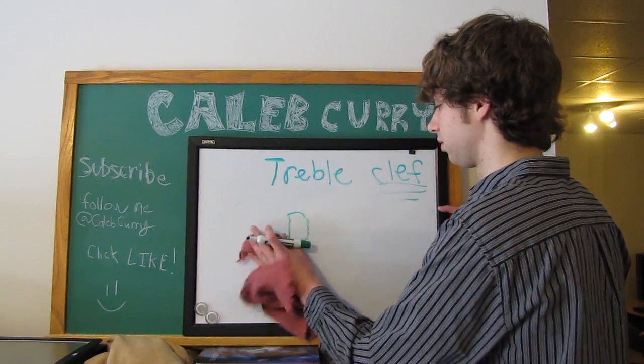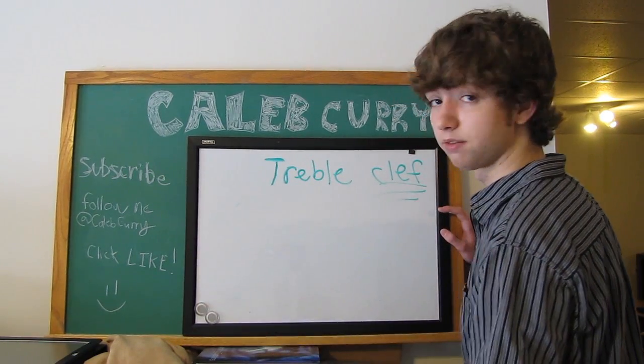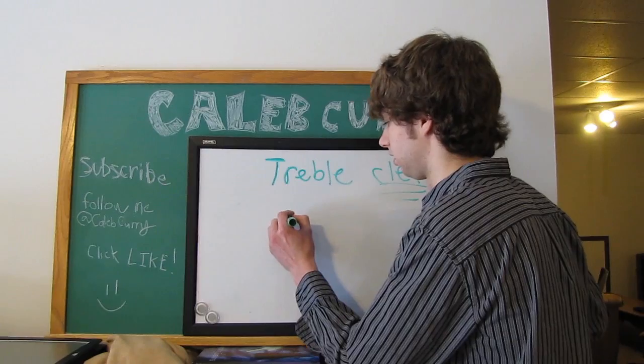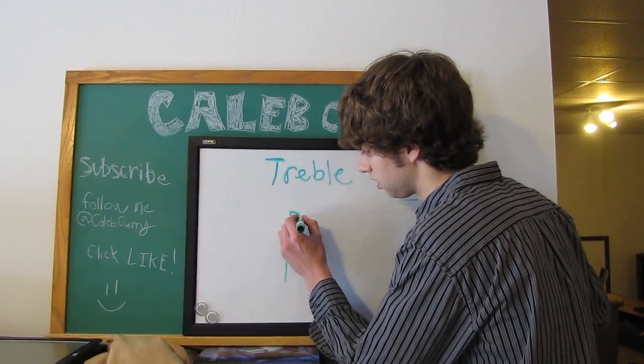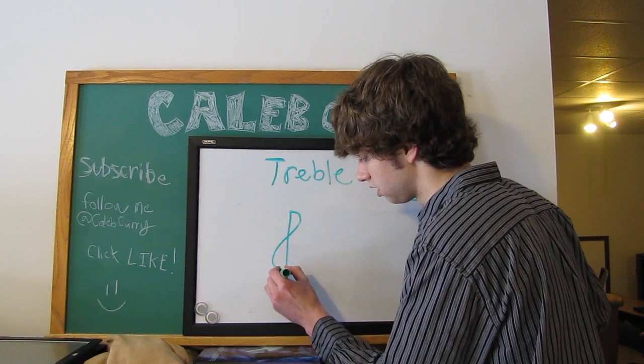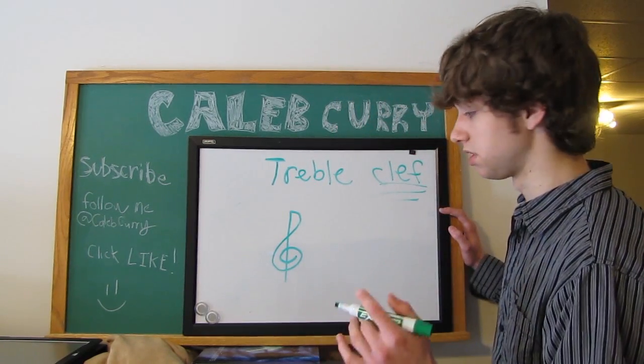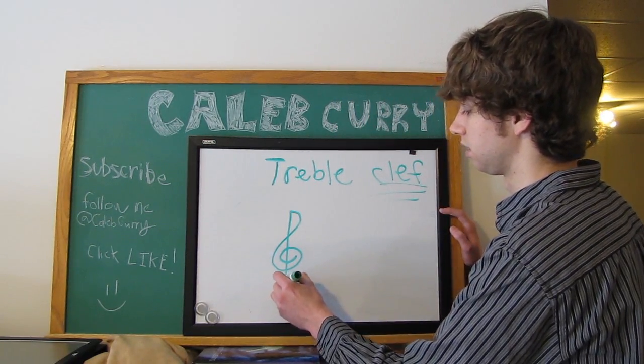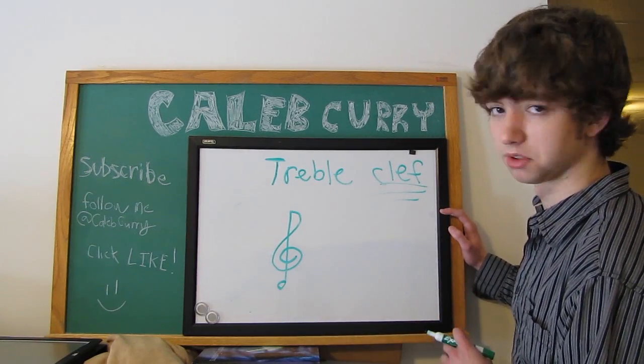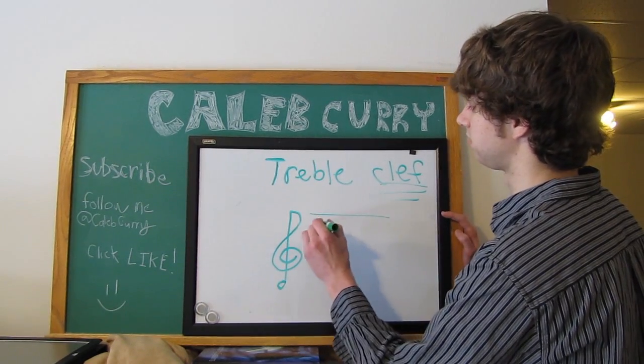Shoot, I screwed it up. Okay, I'm not a very good drawer, but I'm working on it. Like that. And occasionally you'll see a little circle down here at the bottom. Actually, usually. This will be across the 5 lines.